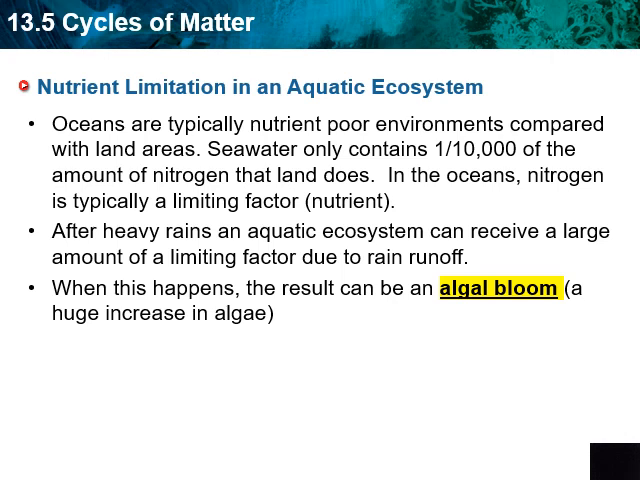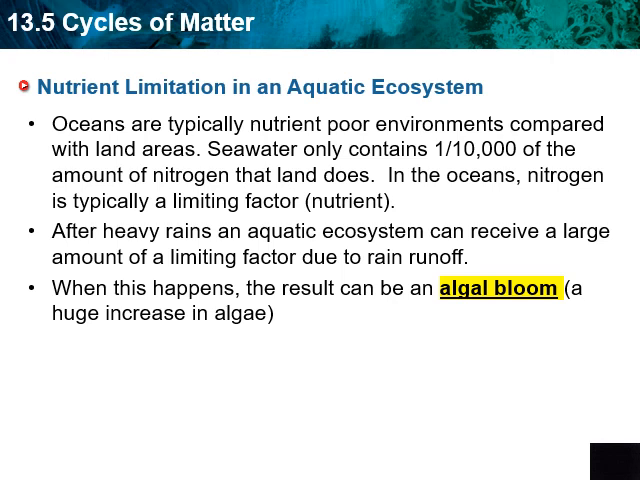The seawater only contains 1/10,000 of the amount of nitrogen that land actually does. So nitrogen in our oceans can become a limiting factor for big amounts like plants. What are plants that live in water? Algae. So after heavy rains, that aquatic ecosystem can receive a large amount of that limiting factor due to rain runoff. So what happens is that nitrogen, that phosphate, ends up down in our oceans.